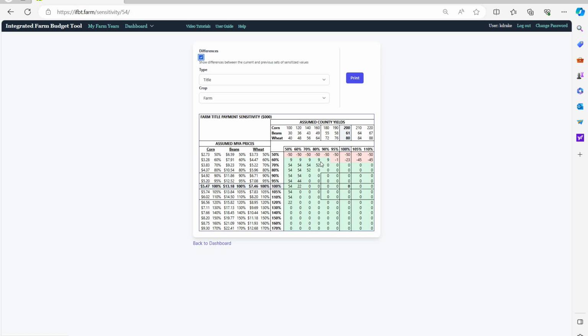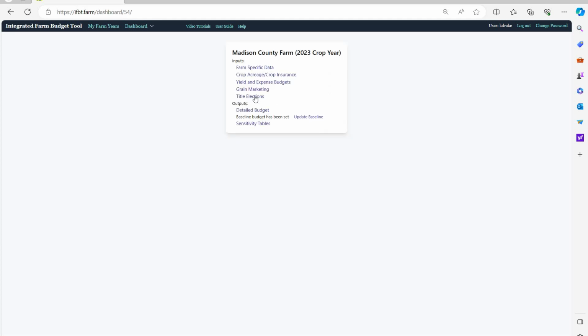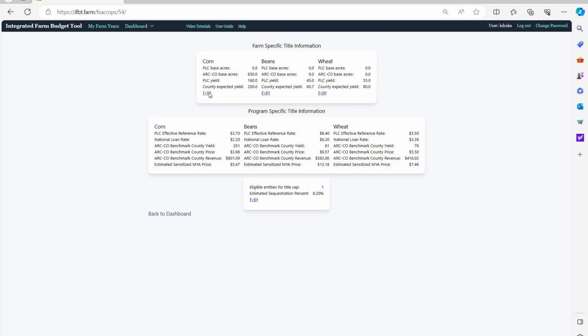Now let's do the same. This one's probably a coin flip and both pretty far out of the money for 2023. That's what I would conclude there. Go back to the dashboard. Now I'm going to zero out corn.